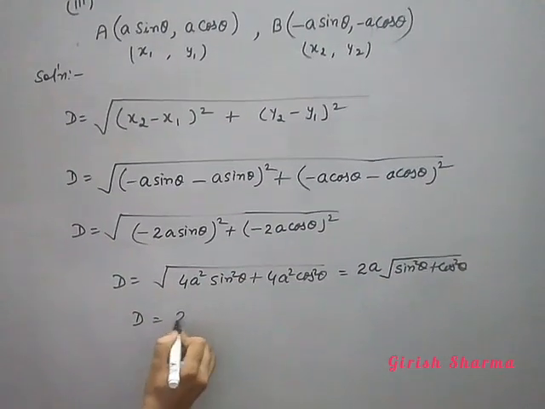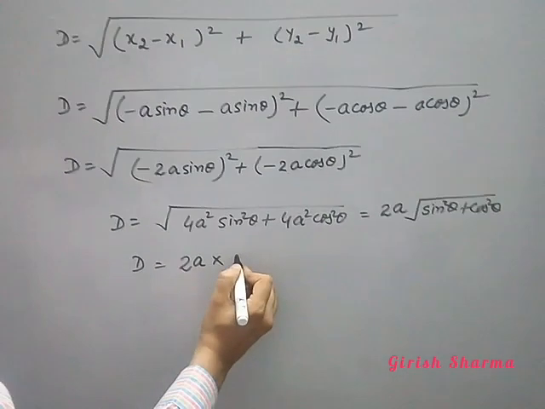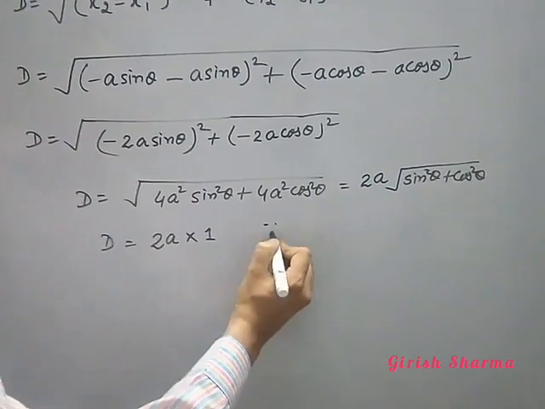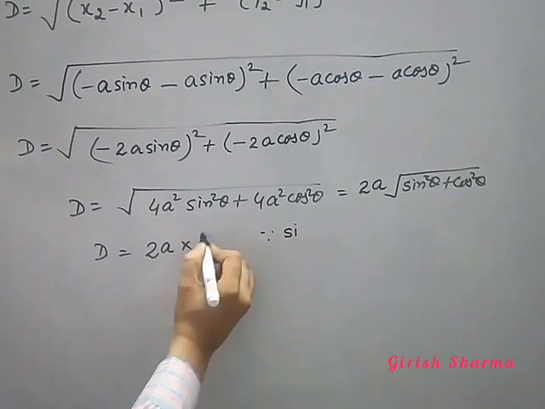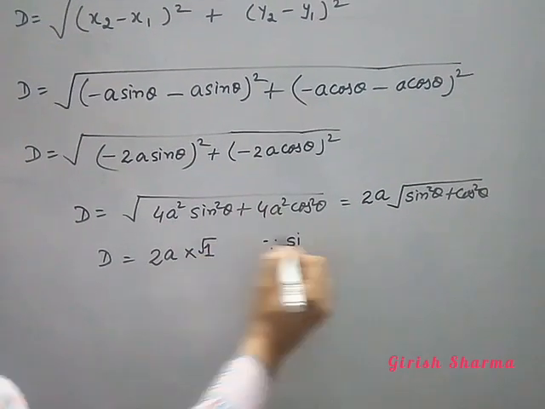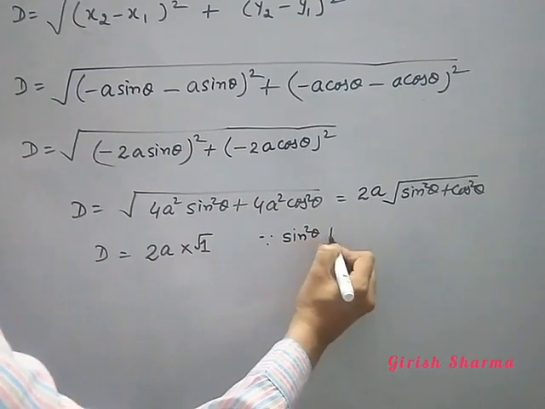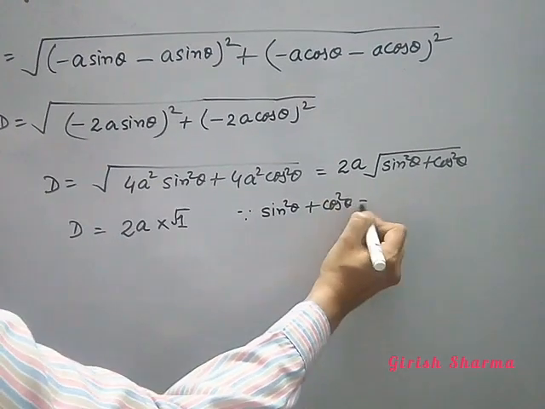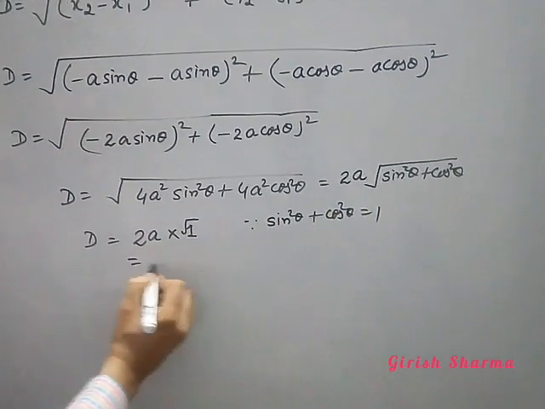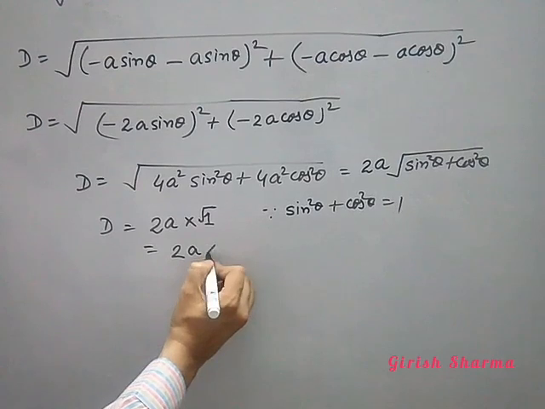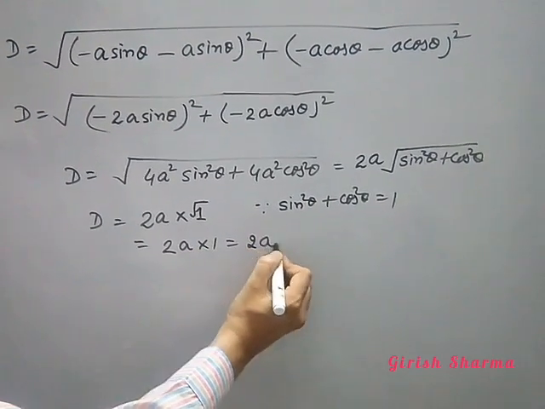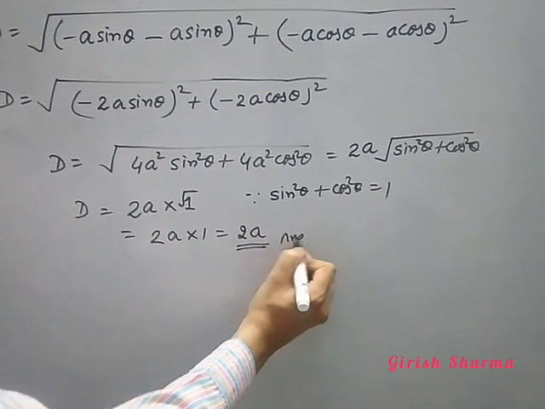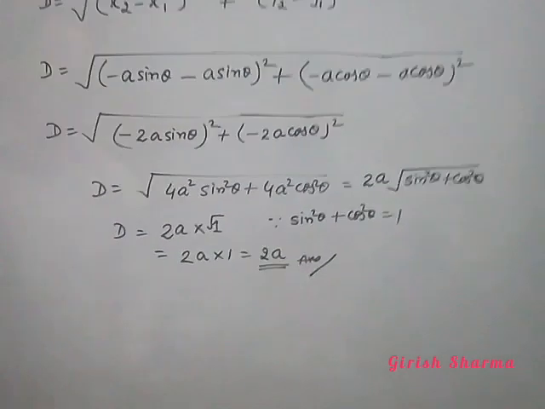Now see one identity, sin square theta plus cos square theta is always 1. You have seen this in trigonometry also, sin square theta plus cos square theta value is always 1. Square root of 1 is 1, so 2 into 1. Answer is 2a. This is your answer. Come on, the next question.